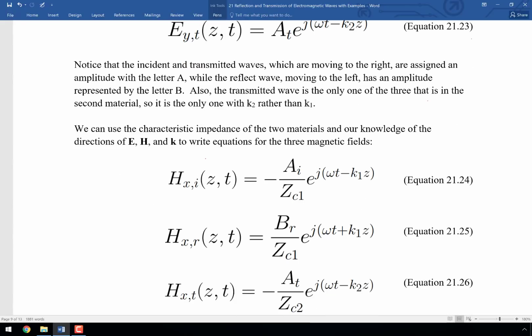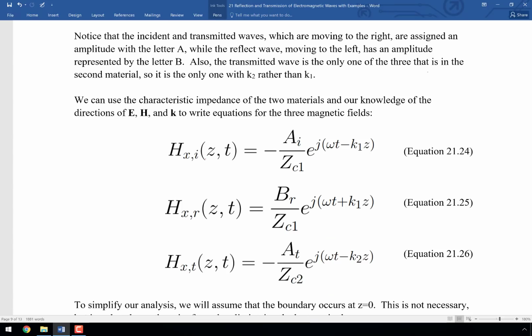Similarly, we can write the H components. So these are polarized in the x direction. Again, there's an incident, there's a reflected, and there's a transmitted wave. And we're going to say that the magnitude of each of these waves is equal to the magnitude of the electric field that corresponds to it, divided by the characteristic impedance for whichever region that wave happens to be in. Remember that this wave is in region number 2, so it gets the characteristic impedance number 2. These components up here, the complex exponentials, are really identical.